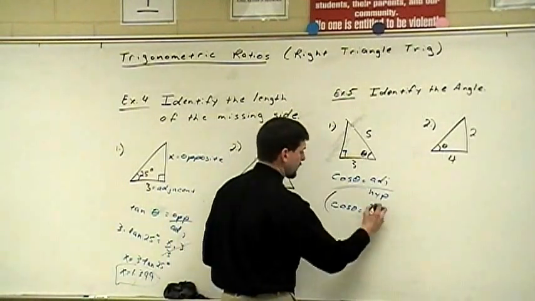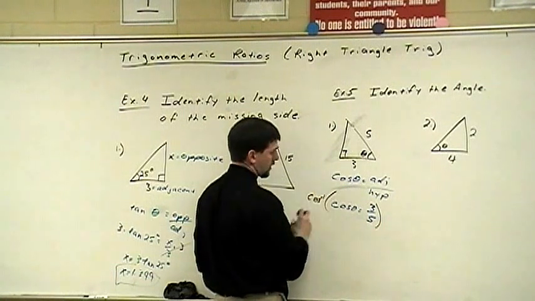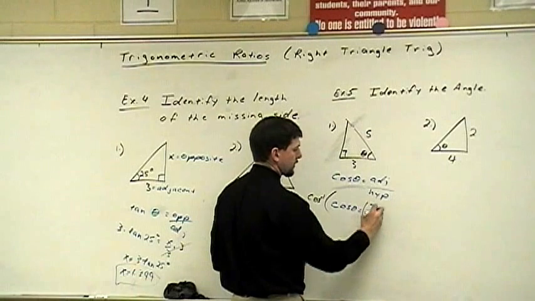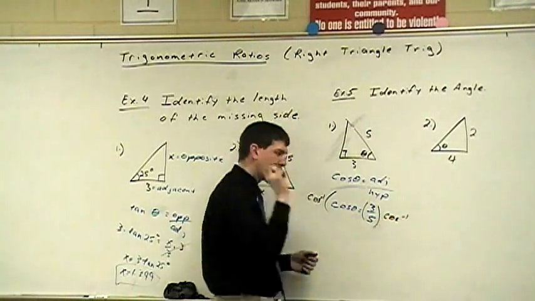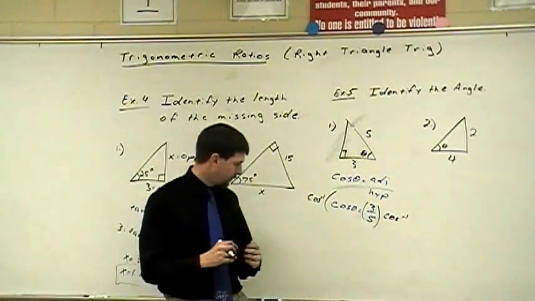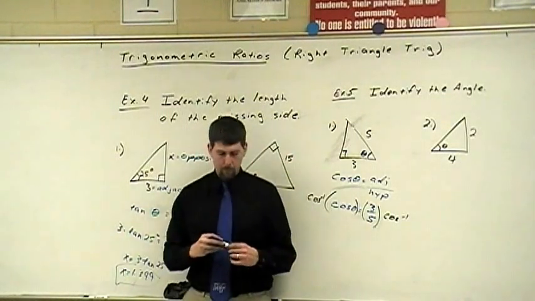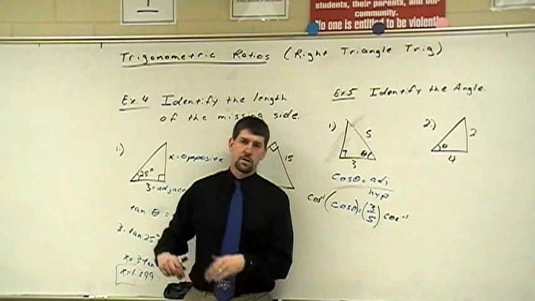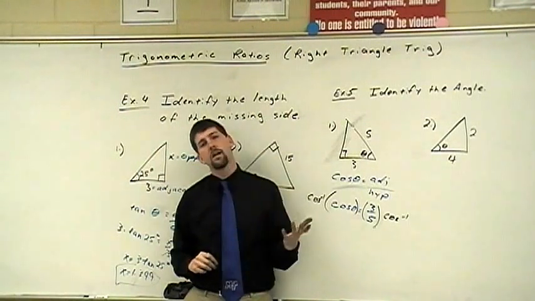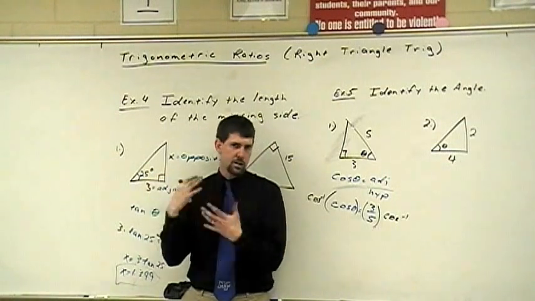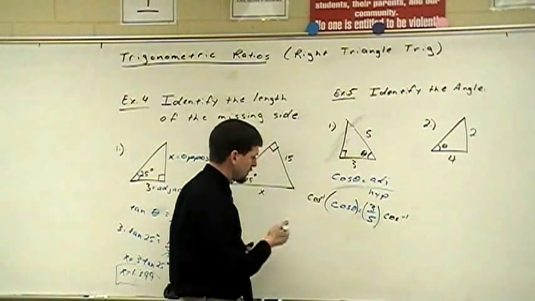So I'm going to inverse cosine both sides of this equation. And that's where that cosine to the -1 button on the calculator comes from. So it just goes back to this idea of cosine says what is the ratio of these two sides. Inverse says what angle has a ratio of these two sides. It just asks the opposite question.